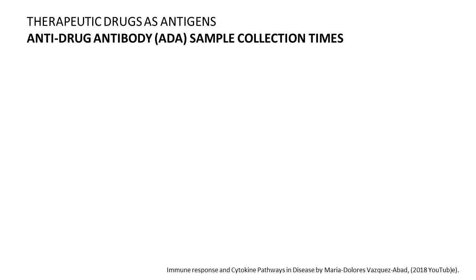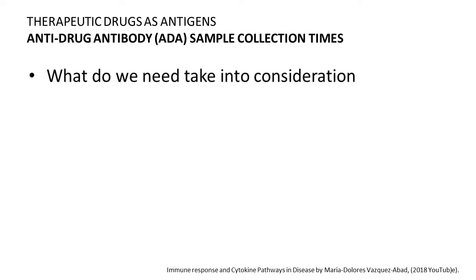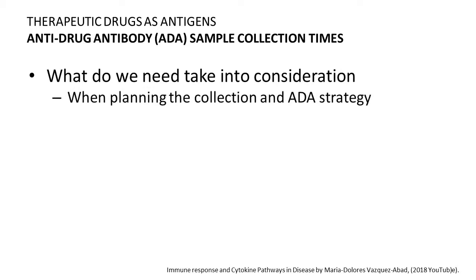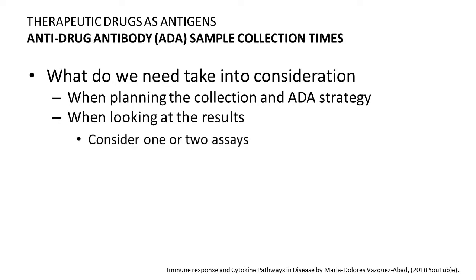And when we're interpreting the data that we are given, or when we are planning a particular study, it is important to understand how these samples were collected for the anti-drug antibodies. Try to avoid interpreting any kind of study, or even an individual patient, when you do not have the time frame for those results. So what do you need to take into consideration either when planning or when looking at the results?